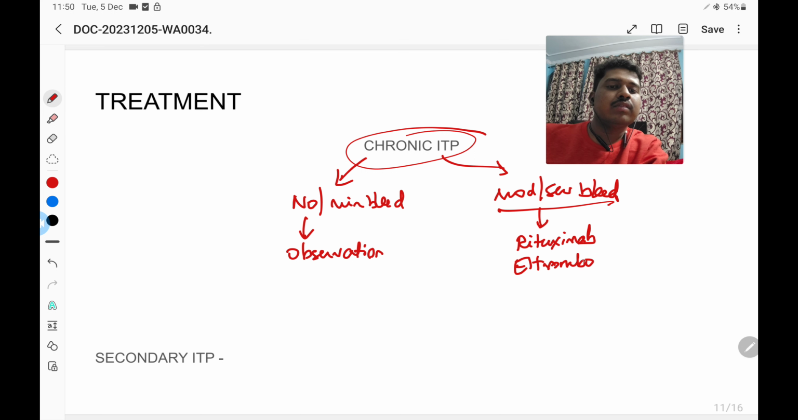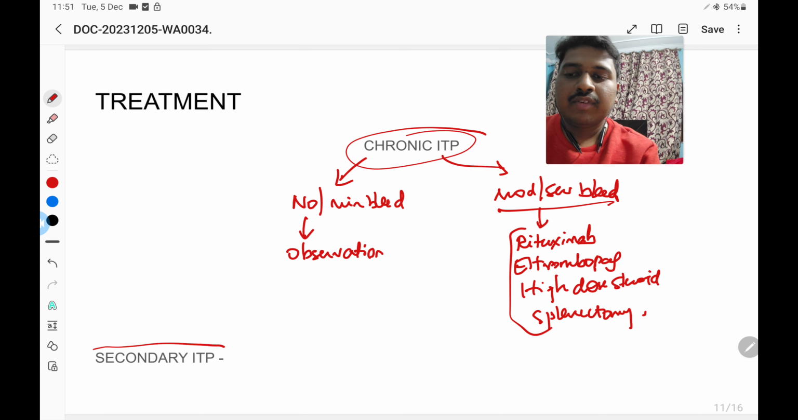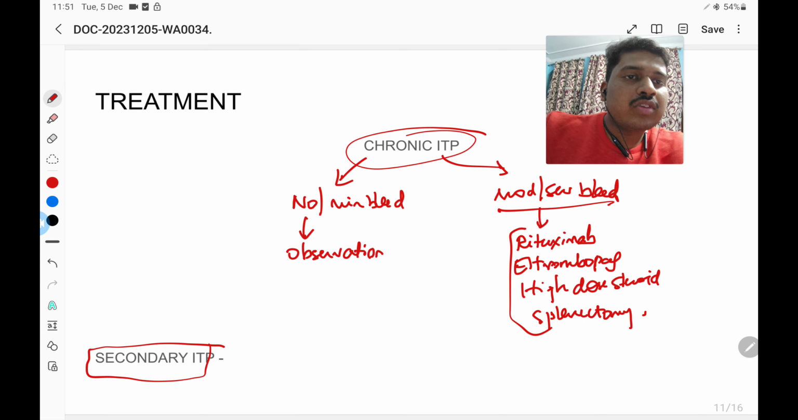Eltrombopag, high dose steroid, and rarely splenectomy. However, in children, splenectomy is not recommended, but in refractory cases, you can go for that. For secondary ITP, now tell me the causes of secondary ITP.